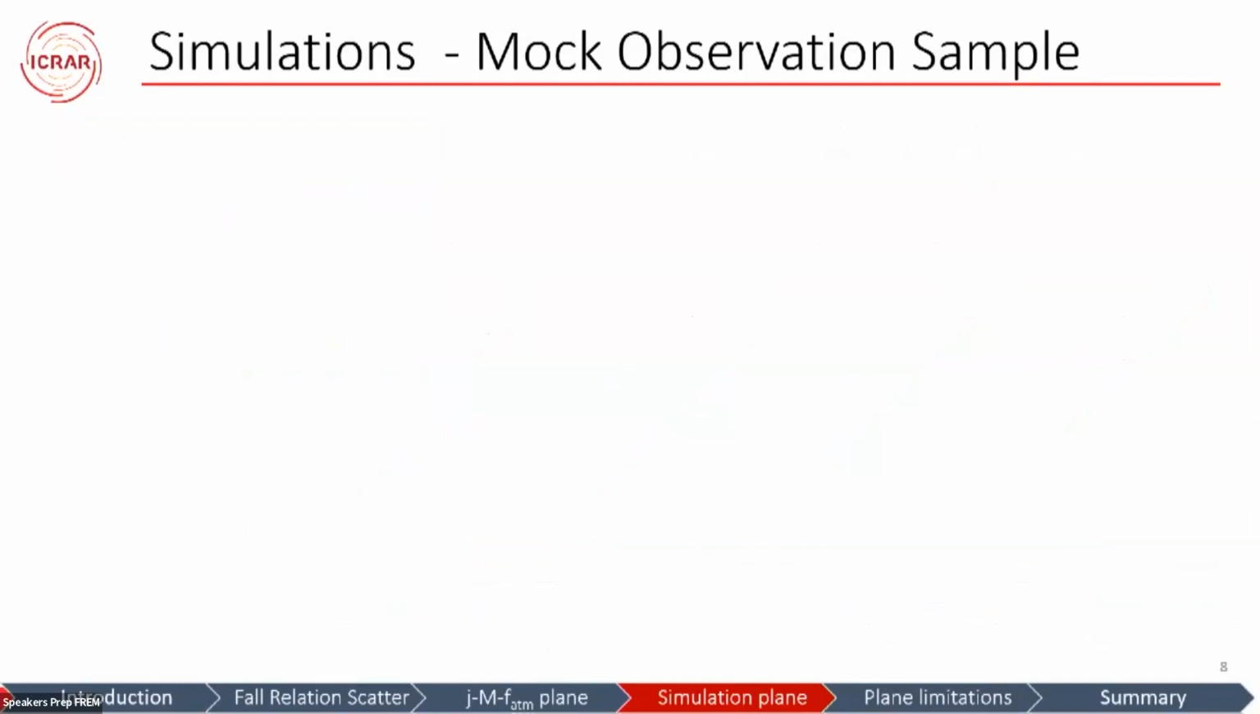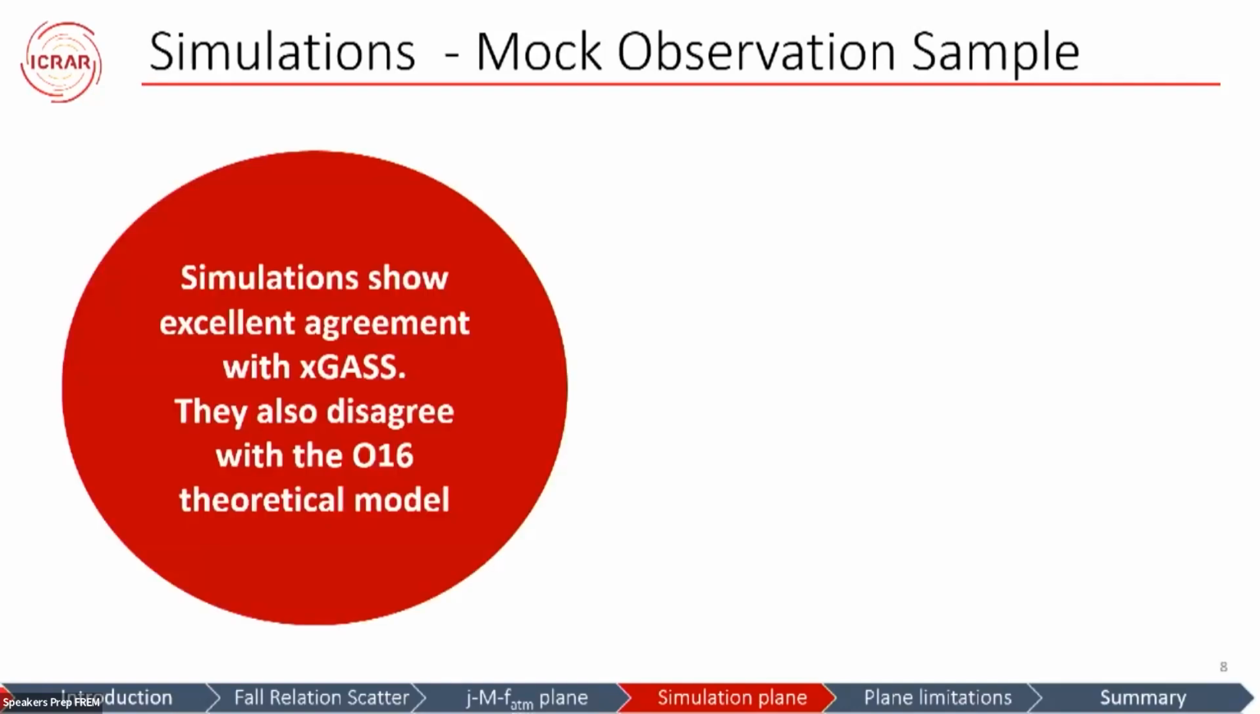So this leads to two very interesting results, I think. The first of these being that I don't think our X-gas data was an anomaly now. I think we've seen agreement now with both Eagle and TNG as well. And also that means we're seeing a disagreement with this 016 model.